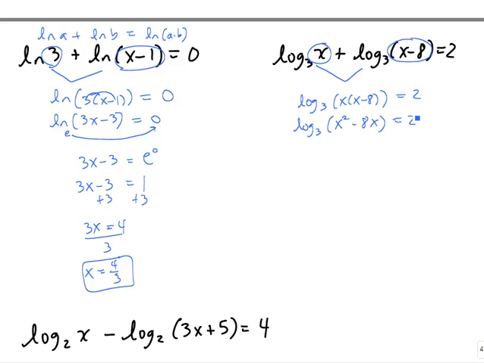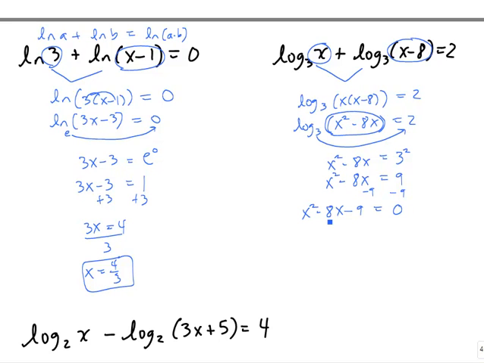And once you have this single log, you undo it by writing it as an exponential. So 3 to the second has to equal all of this, x squared minus 8x. Figure out what 3 squared is. 3 squared is 9. This is now a quadratic equation, so to solve a quadratic you want to get a 0. So I'm going to subtract 9 over to the left-hand side. And most of the time, not always, but most of the time these will factor. So let's see if this one does.